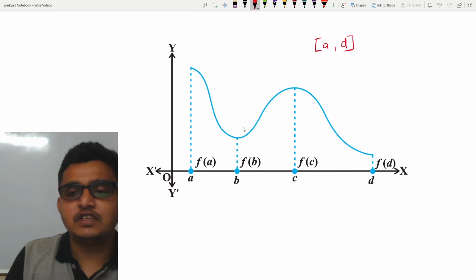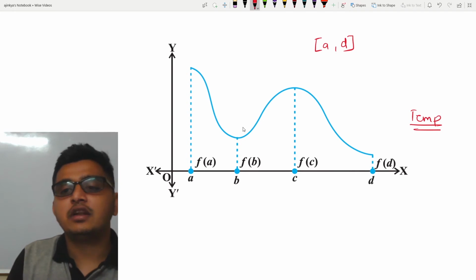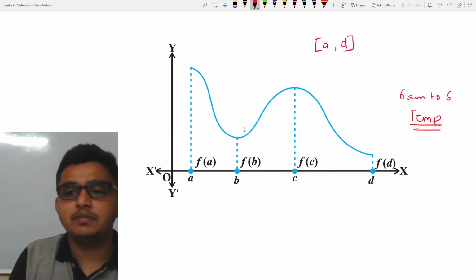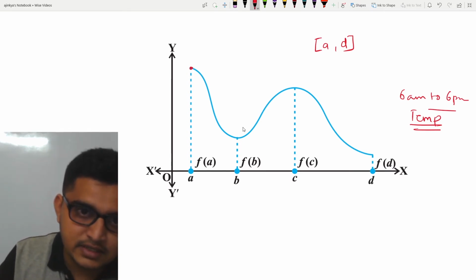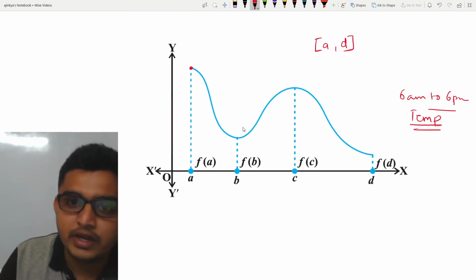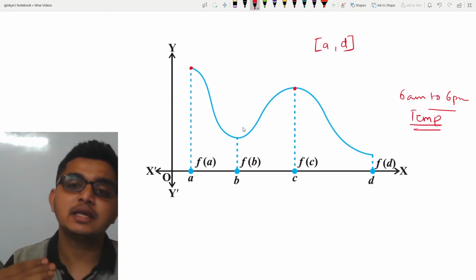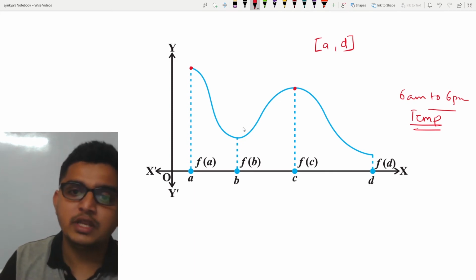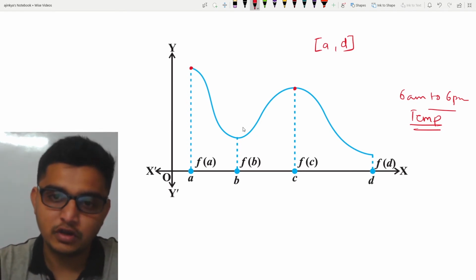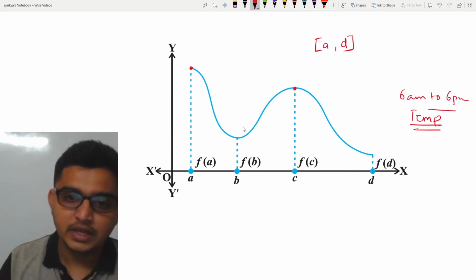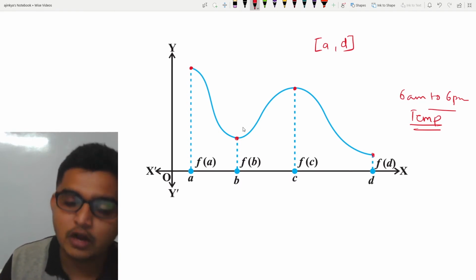Let's say this function is giving us the temperature for the day, starting from 6 a.m. to 6 p.m. At this particular point and at this particular point there are two values which have the maximum turning point. So what is the meaning? At these two points you are going to have the maximum values of that function, which are going to be local maxima. And for f of b, or rather the points b and d, they are going to be the lowest.